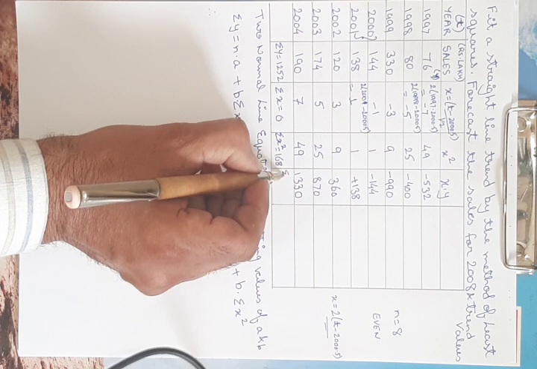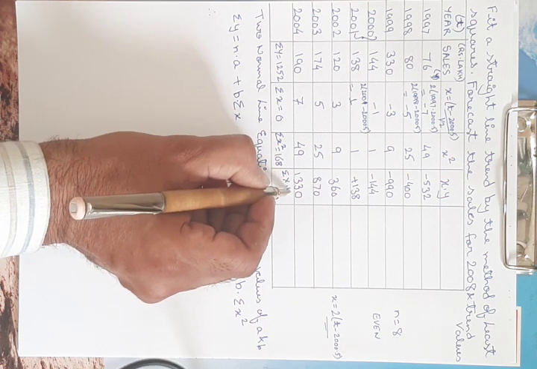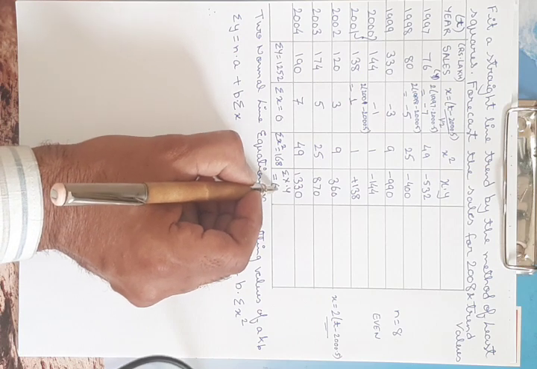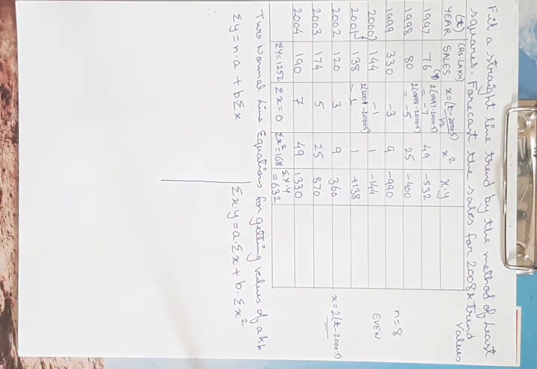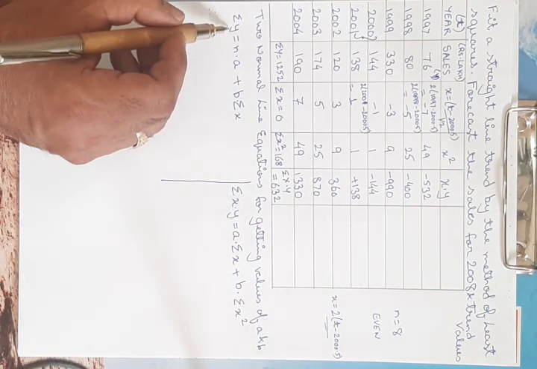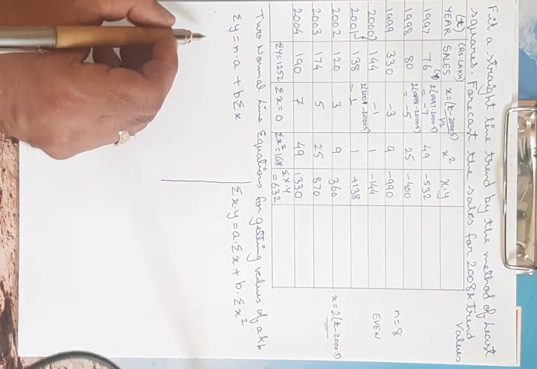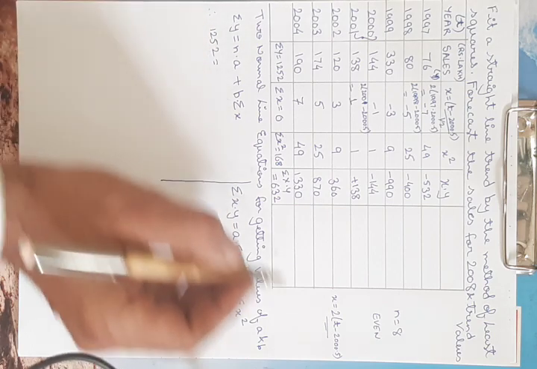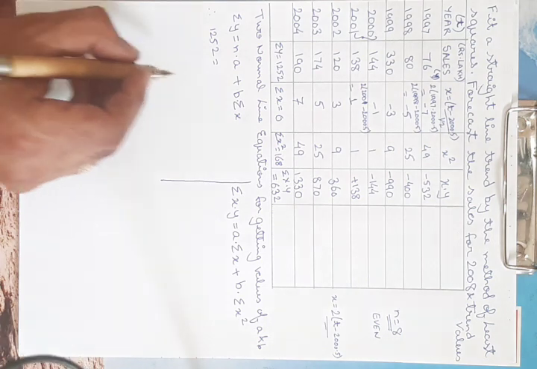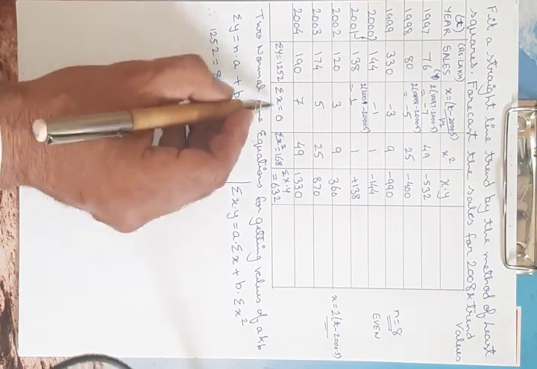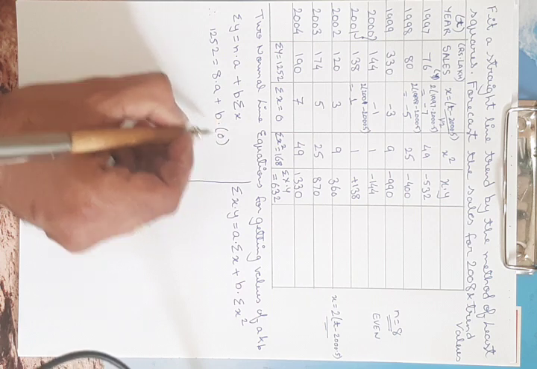And finally the value of summation of x into y comes out to be 632. Now putting all those values in these two equations. So first is summation of y, that is 1252 is equal to n. What is n? N is 8. This is 8 into a plus b into summation of x, it is 0.